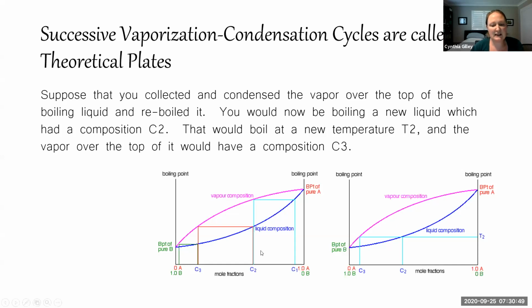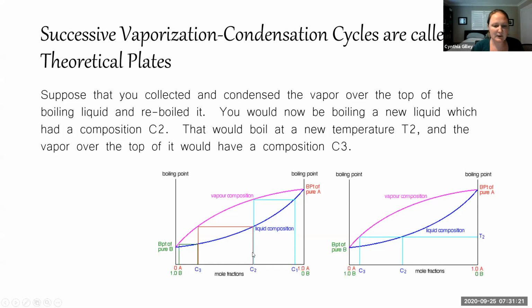So you take a liquid mixture at composition C1, you heat it to its boiling point, right? When it boils, it creates a vapor above the liquid. You collect that and condense it, right? If you collect that and condense it, you measure the composition or the mole fraction of A and B in that mixture, you're going to get a new composition C2.